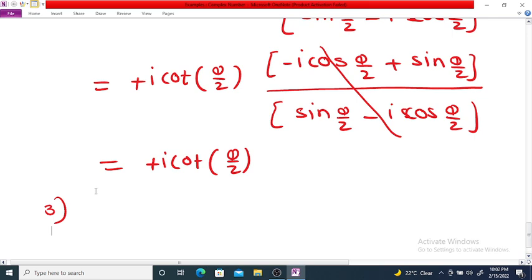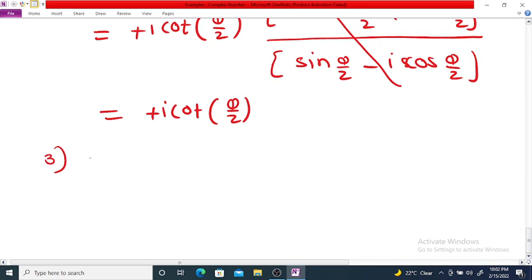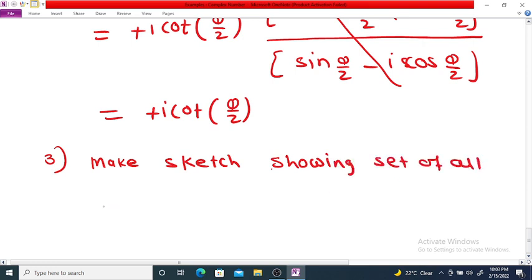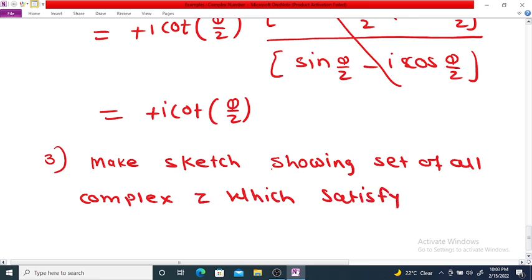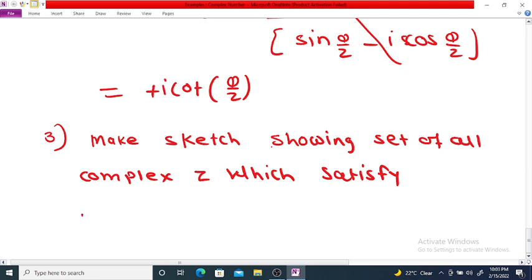Make a sketch showing the set of all complex z which satisfy the condition, the first condition, mod of twice z plus 3 less than 1.